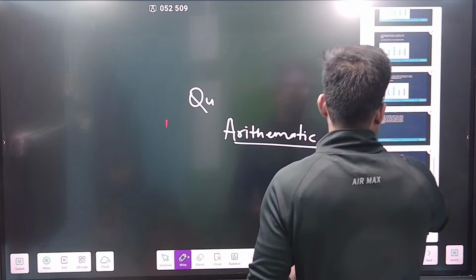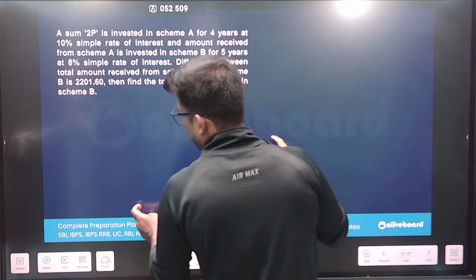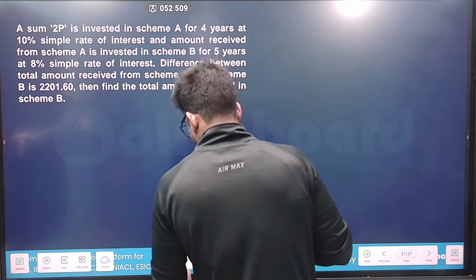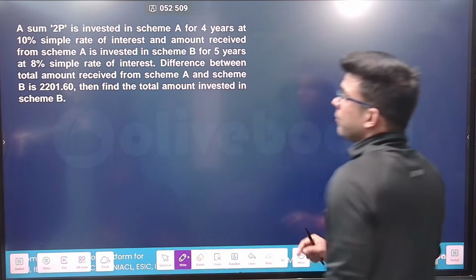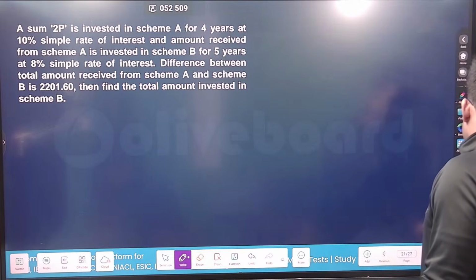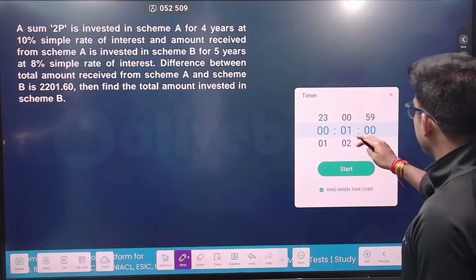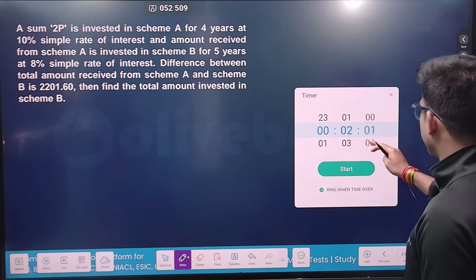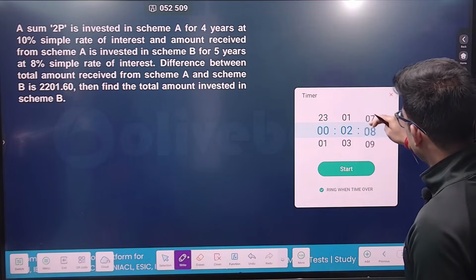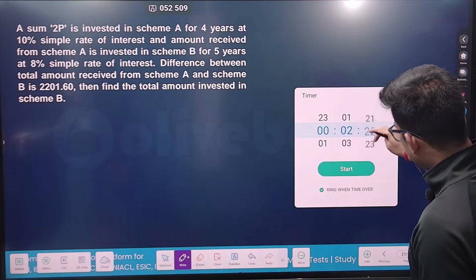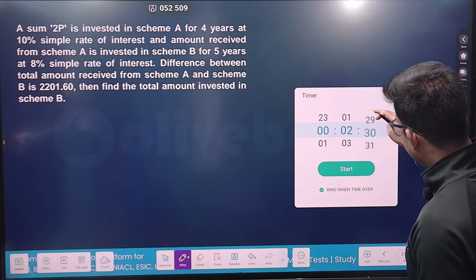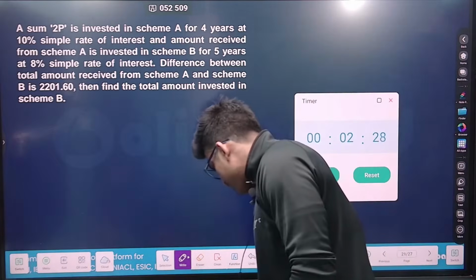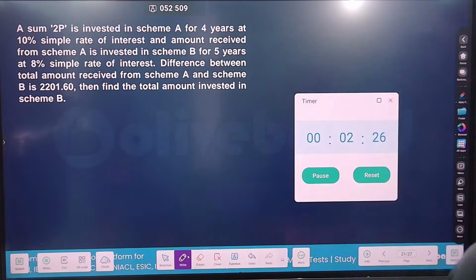So the first question is in front of you, everyone, and this is a good question asked in the exam. We have a sum. Let me give you the timer also, because if you have a timer you can solve this question. I give you the time of 1 minute. Let's say go for 2.5 minutes, so that all of you can understand. Please solve, everyone. How can you solve this question? Come on, guys.